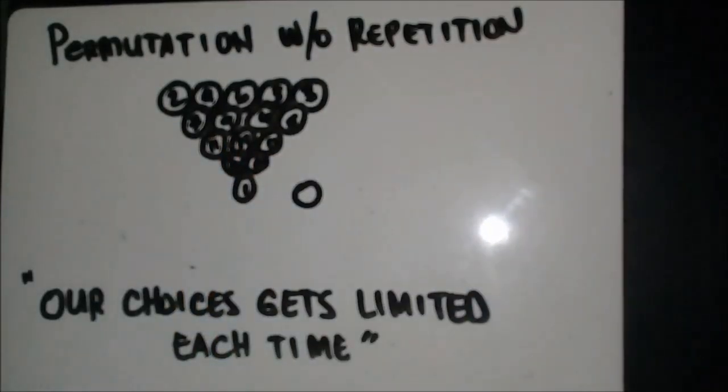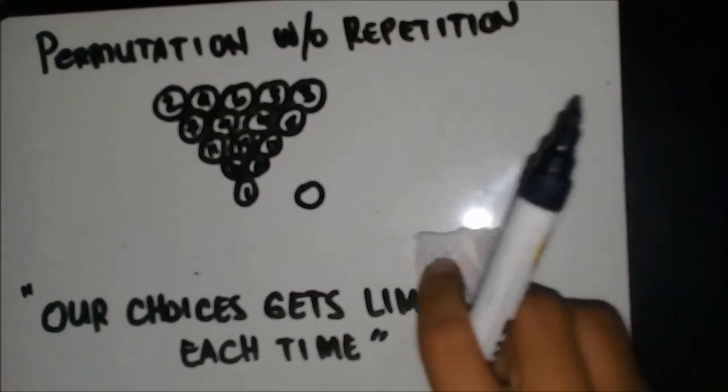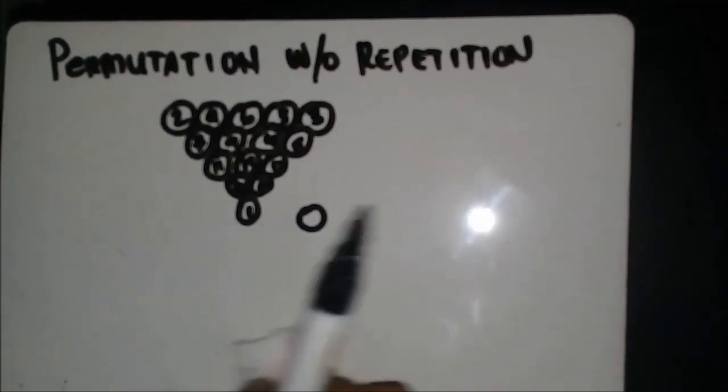Remember, in permutation without repetition, our choices reduce every time. So, in other words, our choices get limited each time. So let us take, for example, in how many ways could 16 pool balls be arranged in a rack? Let us have this example.